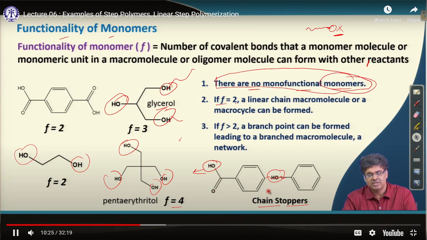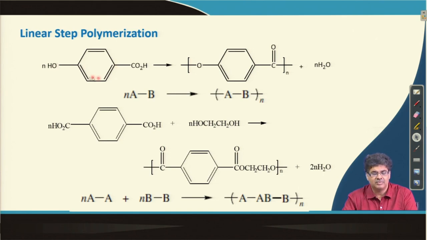If F is equal to 2, as I have already told you, suppose this is the molecule and it has F equal to 2, so it can react from this side and also from this side. So it can make a linear chain. If F is equal to 2, it will form a linear chain macromolecule. And if F is equal to 3 or more, meaning more than 2, so 3 or 4, whatever, it can make a chain from each functionality. So it will make a branched macromolecule or a network structure. So I think the functionality of monomer is clear.